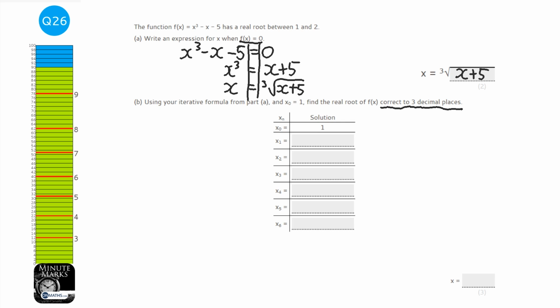So it always will give you a first one, the x0, the first one to try. And all you're going to be doing is putting that 1 into this formula here. Okay, so let's try it. So cube root of 1 plus 5. And that gets me 1.81712, blah, blah, blah.